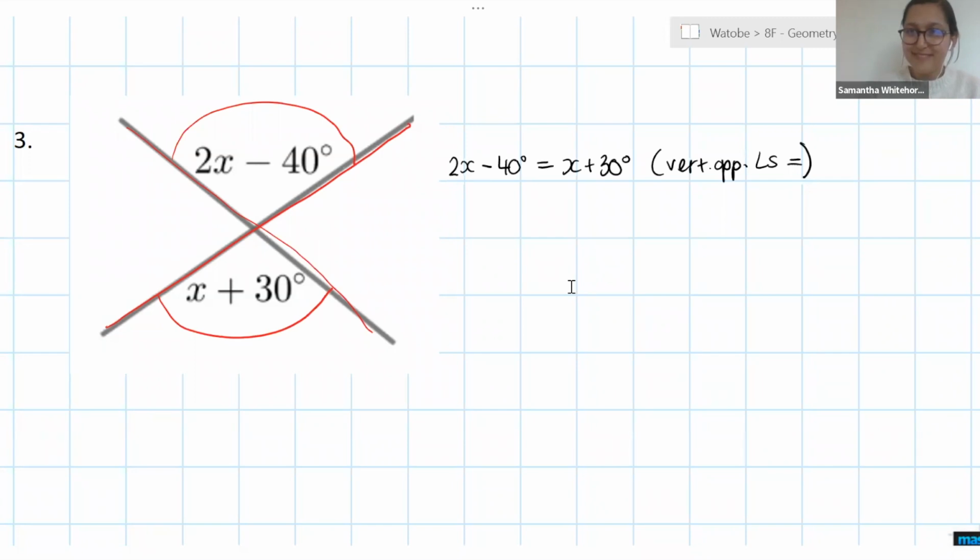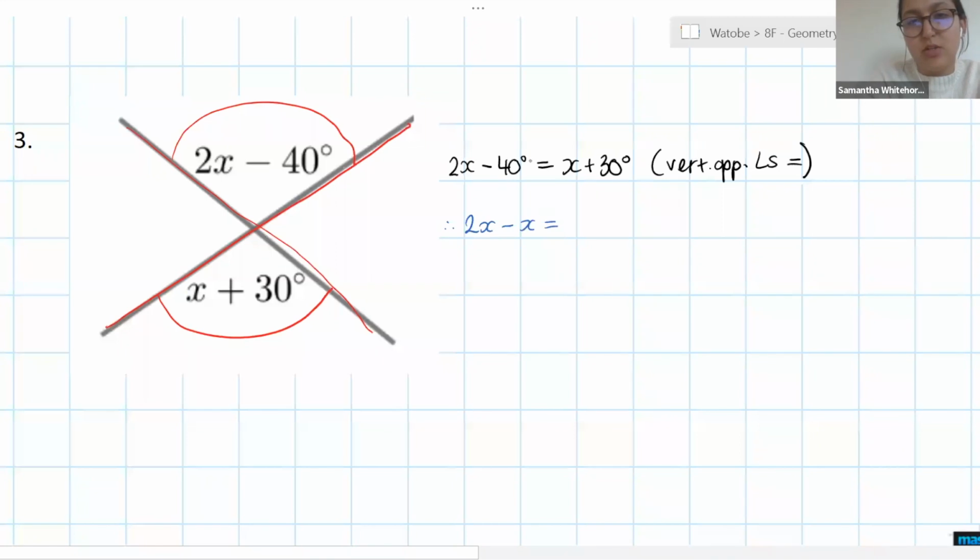Yes, ma'am. I think that x is equal to 35. Okay, did you get there? What are your steps? We first have to arrange the numbers according to their exponent. Okay, so what would your next step look like? It's 2x minus x equals 40 plus 30.